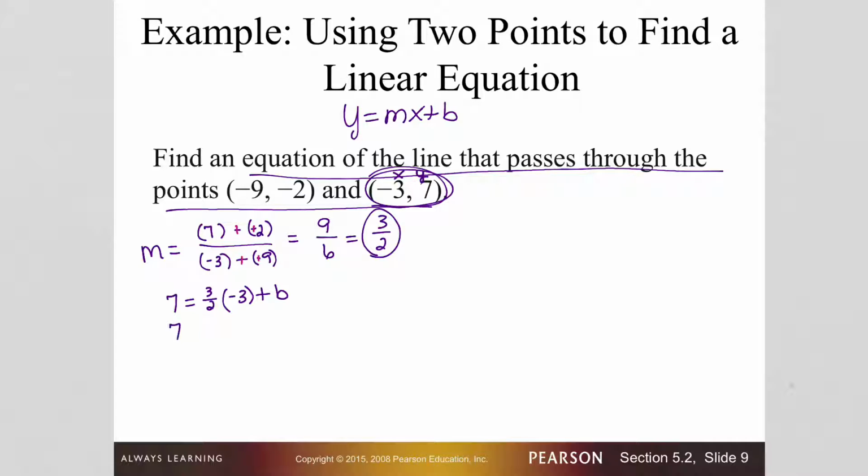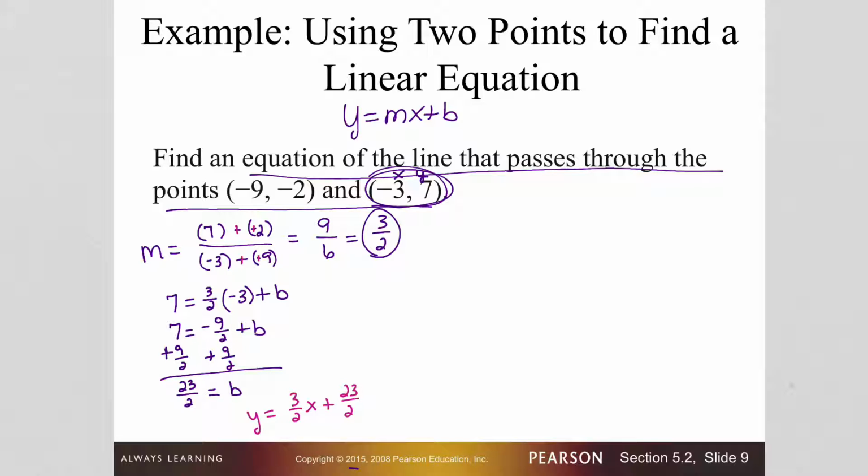I'm going to multiply that out. 7 is equal to 3/2 times negative 3 is negative 9/2. I would add 9/2 to both sides. Let's see here. That would be 23/2 is equal to b. So now I have my y-intercept. I've got my slope. I can write the equation of this line. It is y is equal to 3/2 times x plus 23/2.